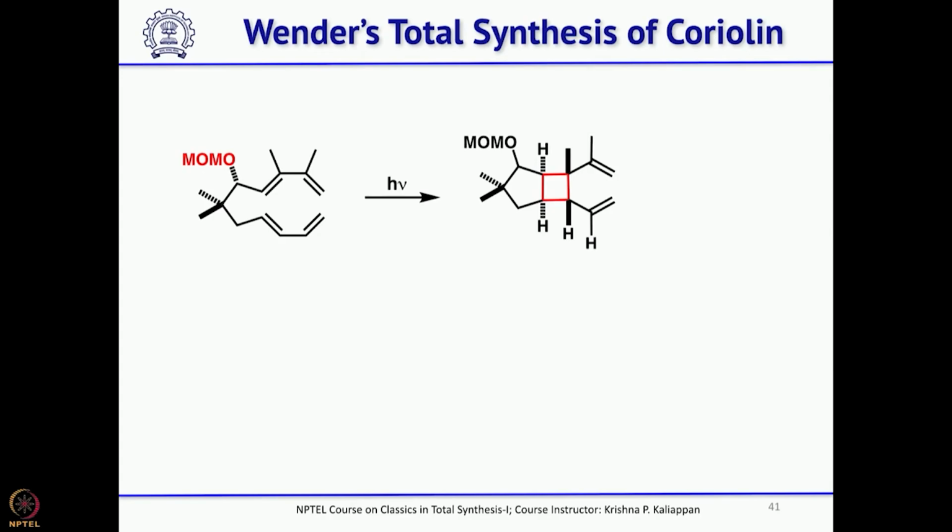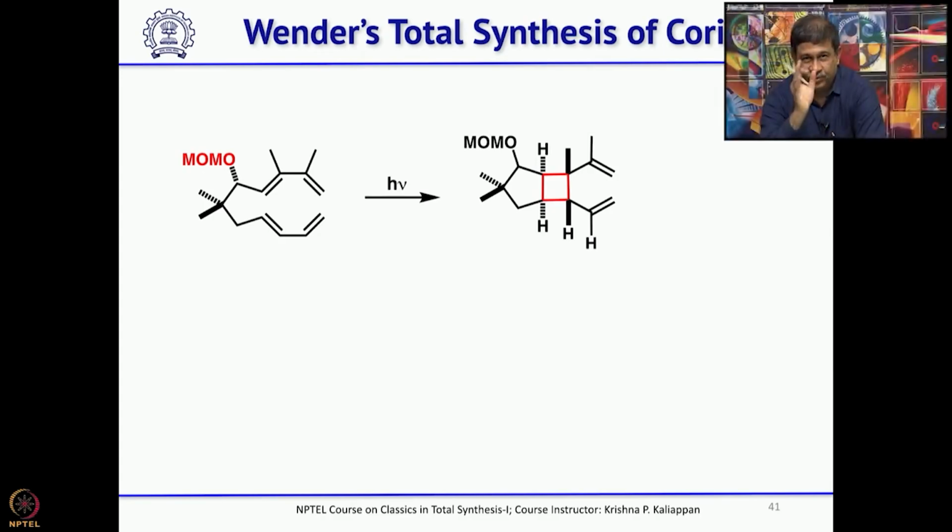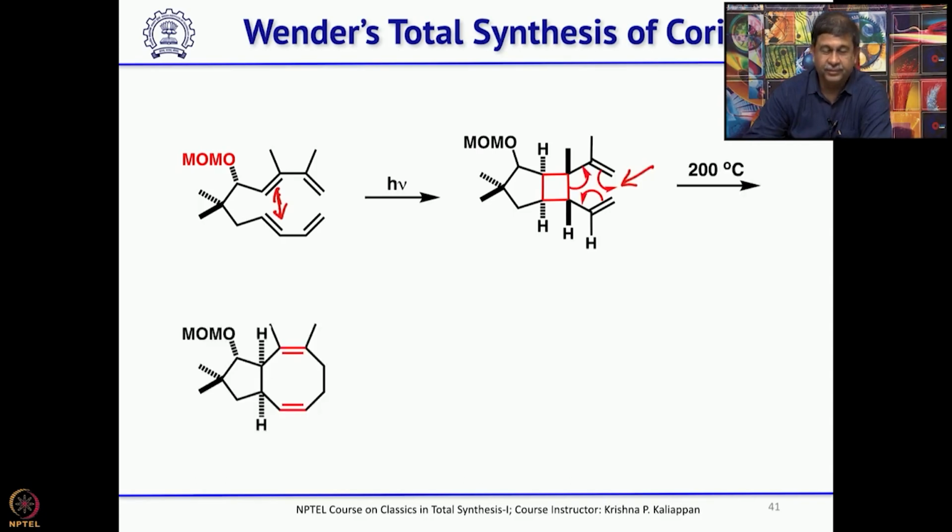So, there are 2 ways to look at it. One, it undergoes 4 plus 4 cycloaddition, or one can think about doing a 2 plus 2 between these two, followed by Cope rearrangement, 2 plus 2 followed by Cope rearrangement to give this cyclooctadiene. Okay, it is a symmetrical compound, cyclooctadiene, symmetrical compound.